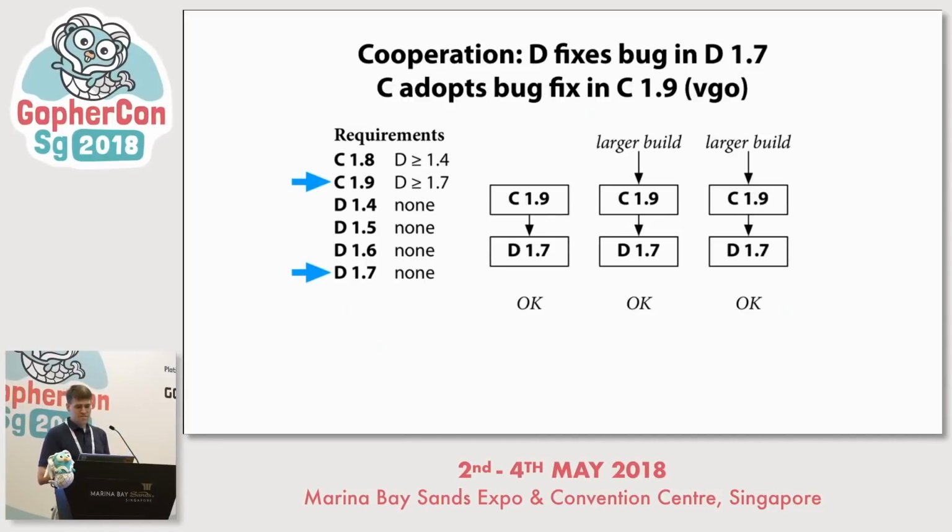Vgo's repeatable builds mean that a buggy D 1.6 won't be picked up until users explicitly ask to upgrade. And then when they upgrade and find out it doesn't work, they can undo the upgrade. That creates time for C's author and D's author to cooperate on a real solution. Vgo makes no other attempt to work around these temporary incompatibilities.